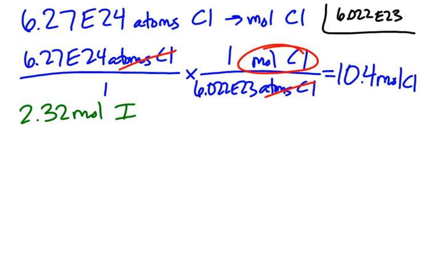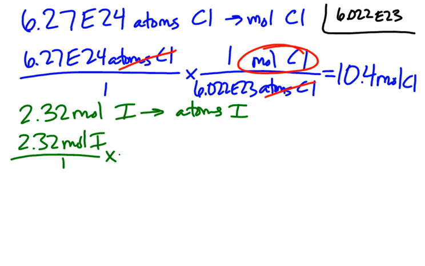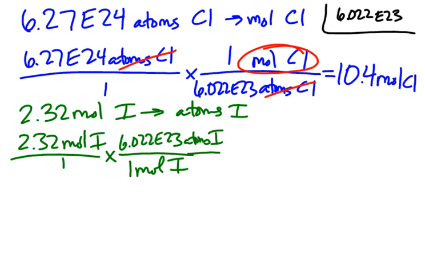And I want to know how many atoms of iodine. So 2.32 moles of iodine over 1. And I know that for every 1 mole of iodine is 6.022 times 10 to the 23rd atoms of iodine. Okay? Again, moles cancel out. I'm left with atoms. I do my math, which is 2.32 times 6.022 times 10 to the 23rd.